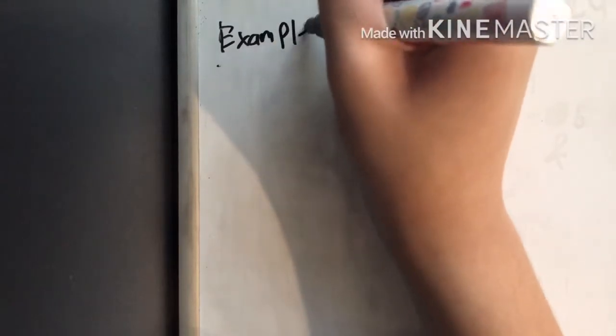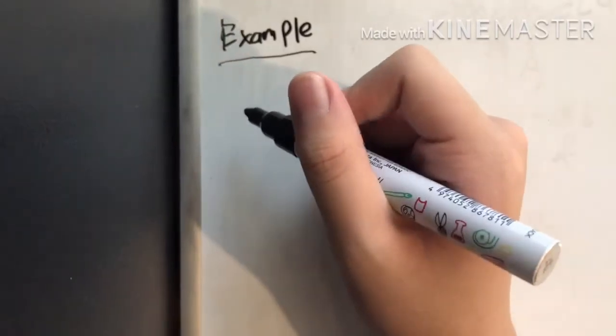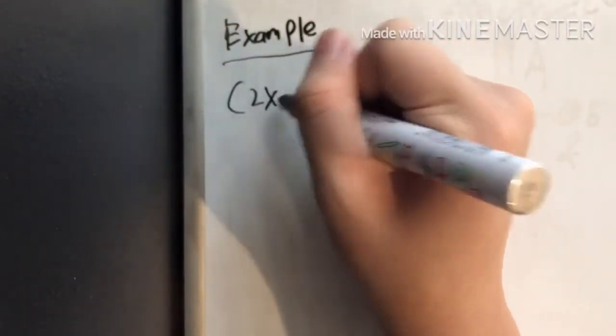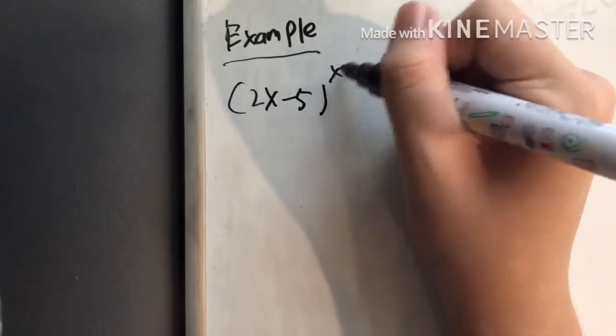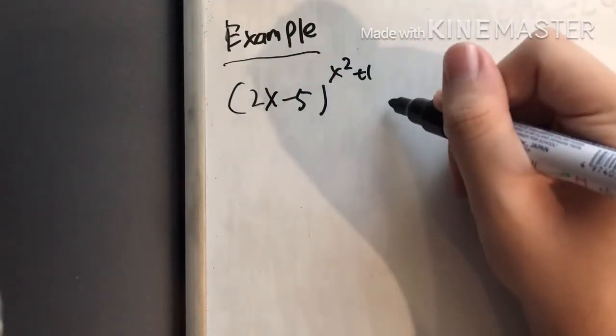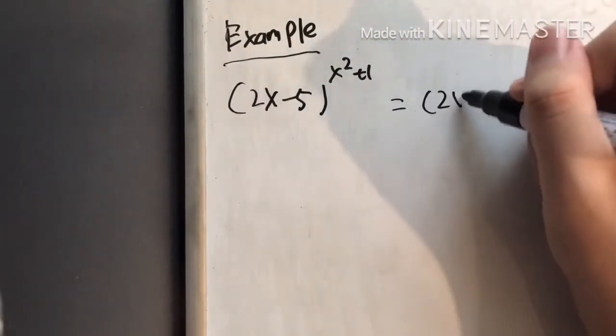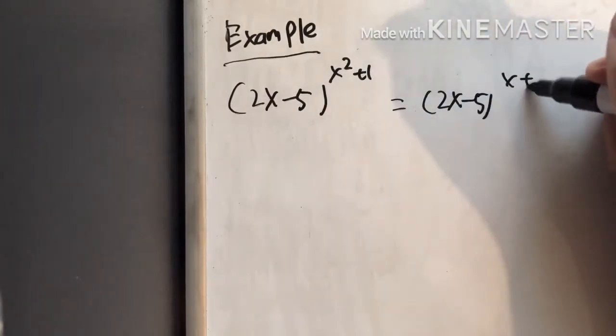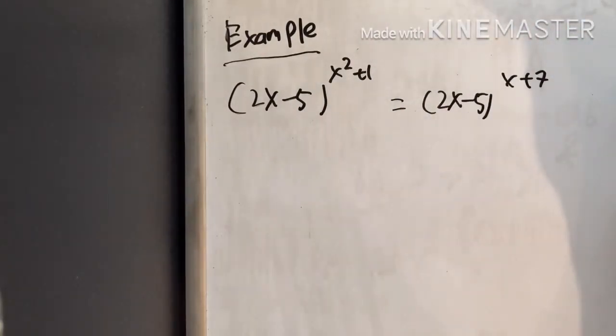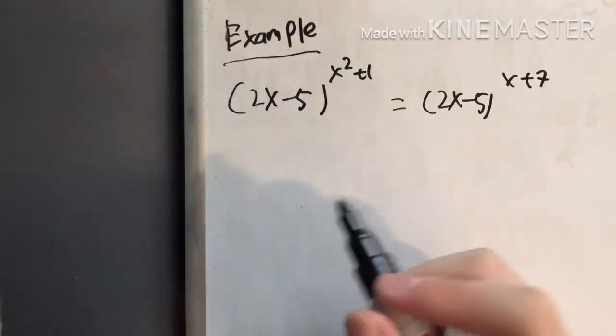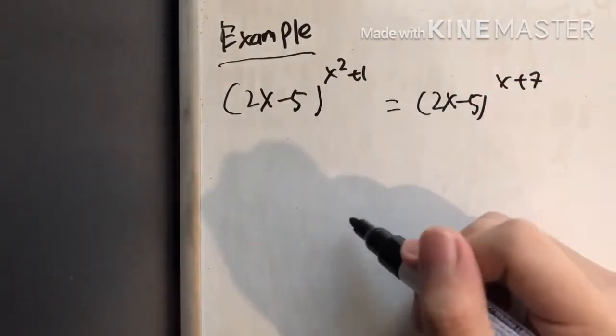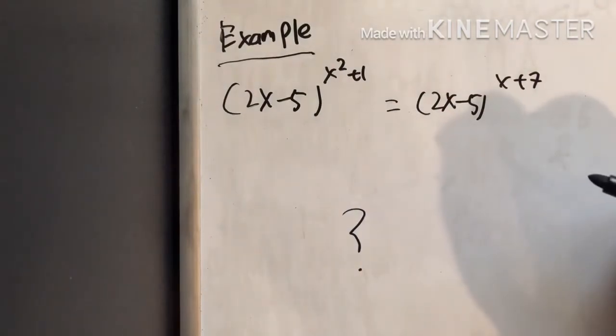This is the sample question. So if I have (2x minus 5) to the power of x squared plus 1 equals to (2x minus 5) to the power of x plus 7, what are the values of x?